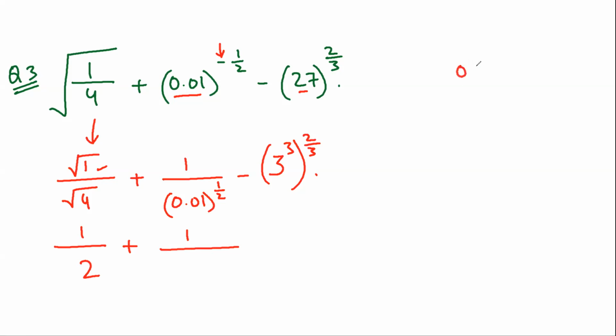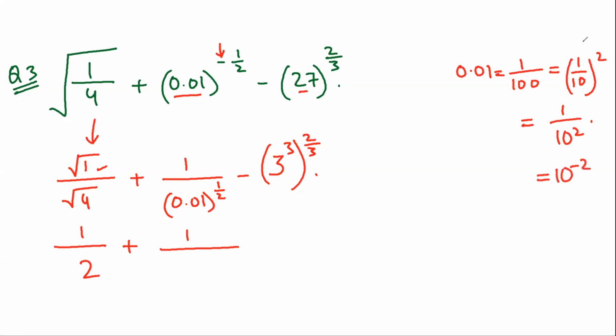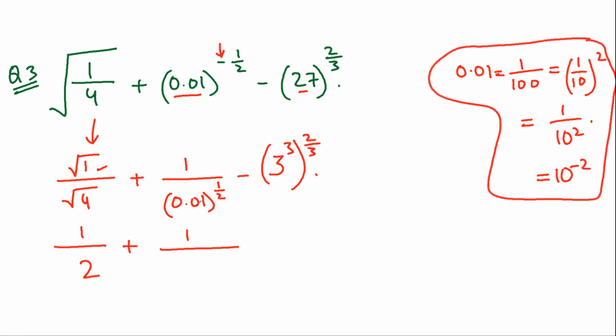0.01. 0.01 is equal to 1 upon 100, which is equal to 1 upon 10 square, which is equal to 10 raised to power minus 2. You should be pretty clear about this. But here what I'll do is I'll reduce this 0.01 to this 1 upon 10 square.